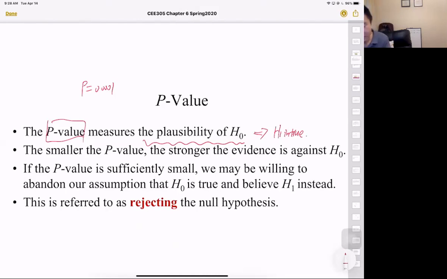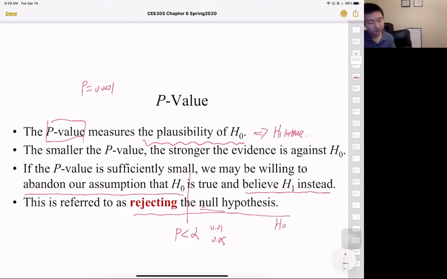So the smaller the p-value, the stronger the evidence against H0. If the p-value is sufficiently small, and how small is sufficiently small? That is p less than alpha. A typical value of alpha is 5% or 1%. If the p-value is small enough, then the assumption of H0 is not correct, so we abandon H0 and believe H1 is true instead. We call this process rejecting the null hypothesis, so rejecting H0.